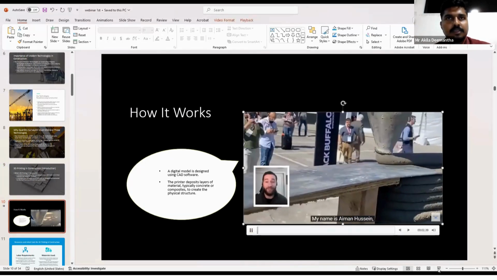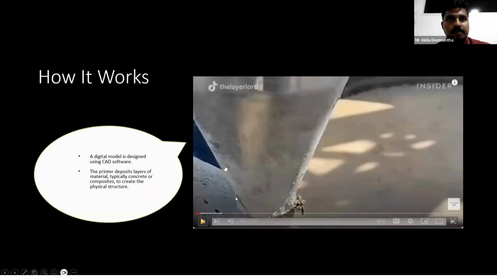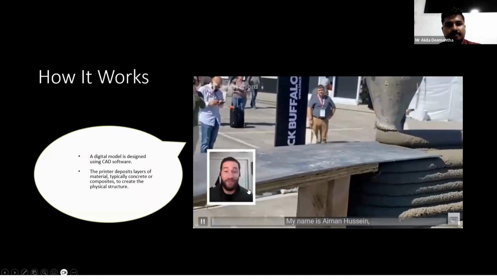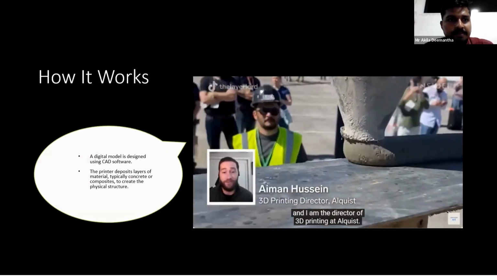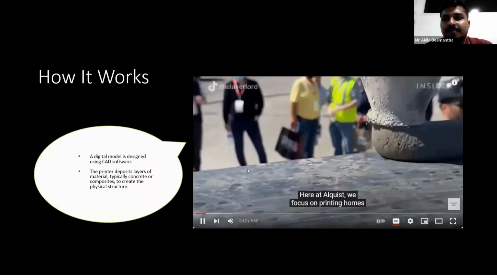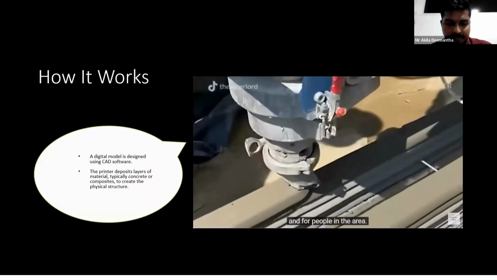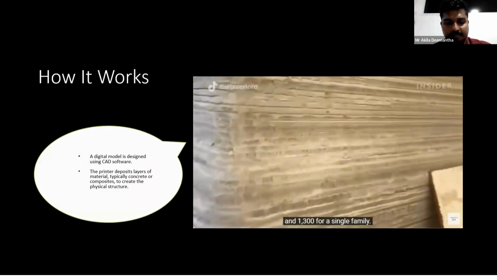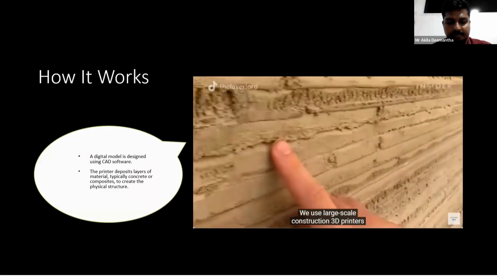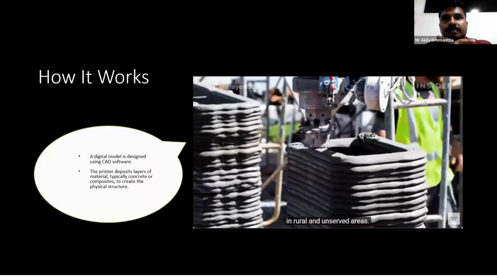My name is Ahmed Hussein, and I am the director of 3D printing at Alquist. Here at Alquist, we focus on printing homes that are affordable in the community and for the people in the area. We range between 1,500 and 1,300 square feet for a single family. We use large-scale construction 3D printers to be able to create affordable housing in rural and unserved areas.